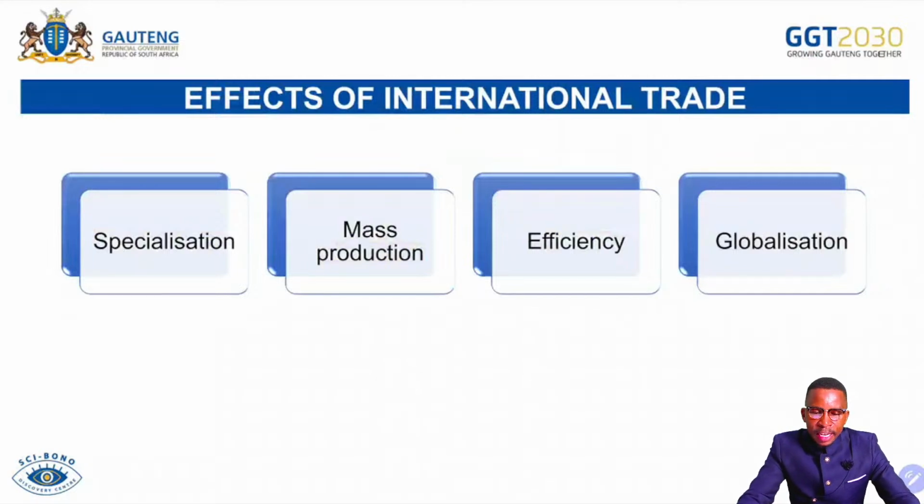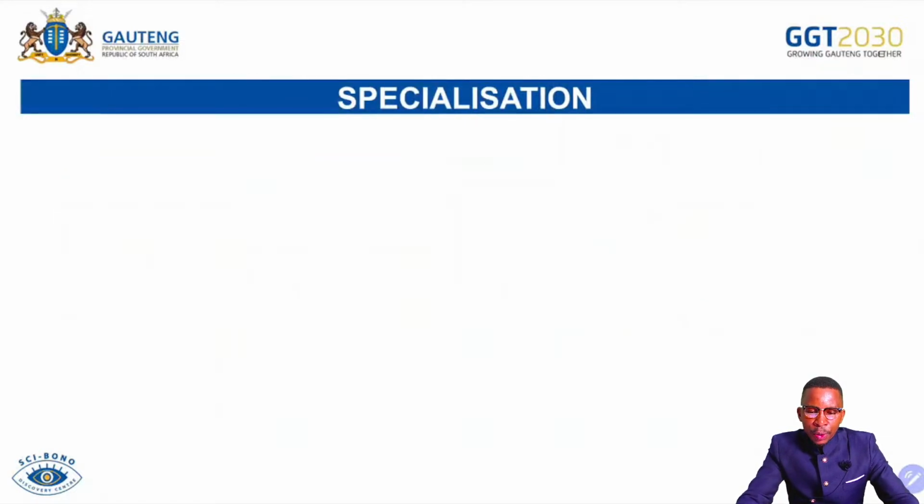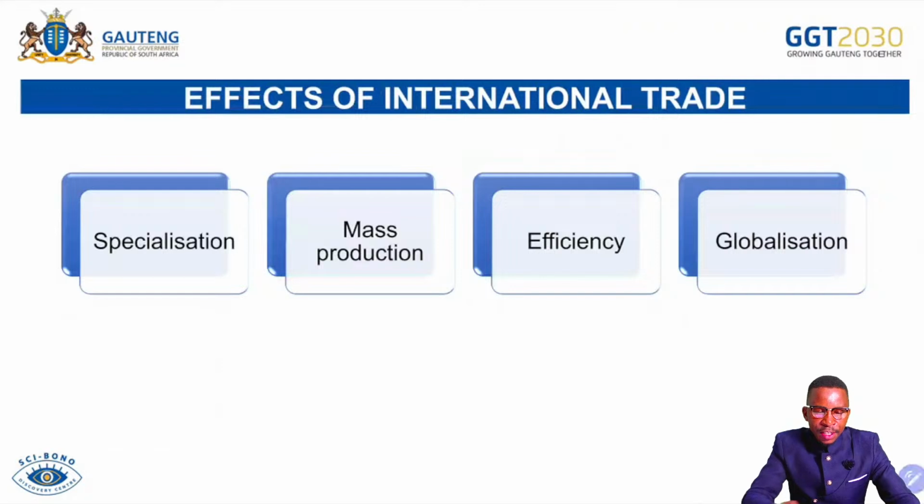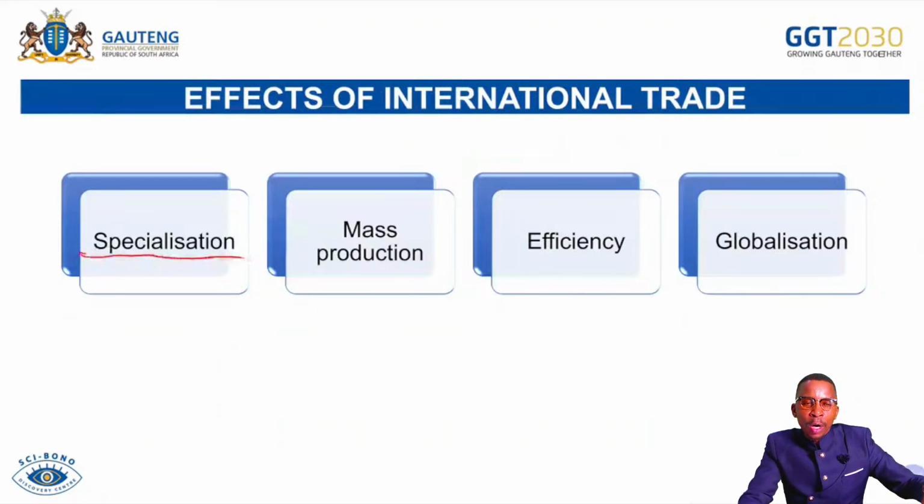Then we move to the effects of foreign trade, which include the likes of specialization. Under foreign trade, countries get an opportunity to specialize because the global market is always bigger than local markets. So whenever your goods are highly demanded abroad by different countries, you will specialize because you get an opportunity to supply the rest of the world.